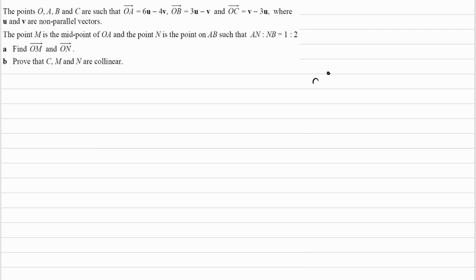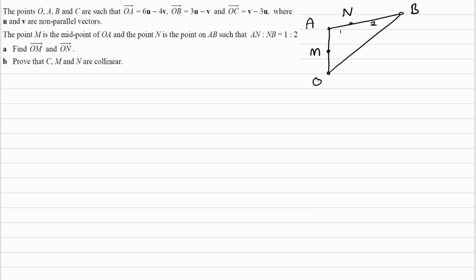So let's say here is our origin. We have A at a random point over here, and let's just say B is over here. There's no reason I picked these particular points in this particular orientation. And then we're told that M is the midpoint of OA, so M would be over here, and N is splitting AB in a ratio of 1:2, so N would be over here somewhere. It would be about a third of the way along from A to B.